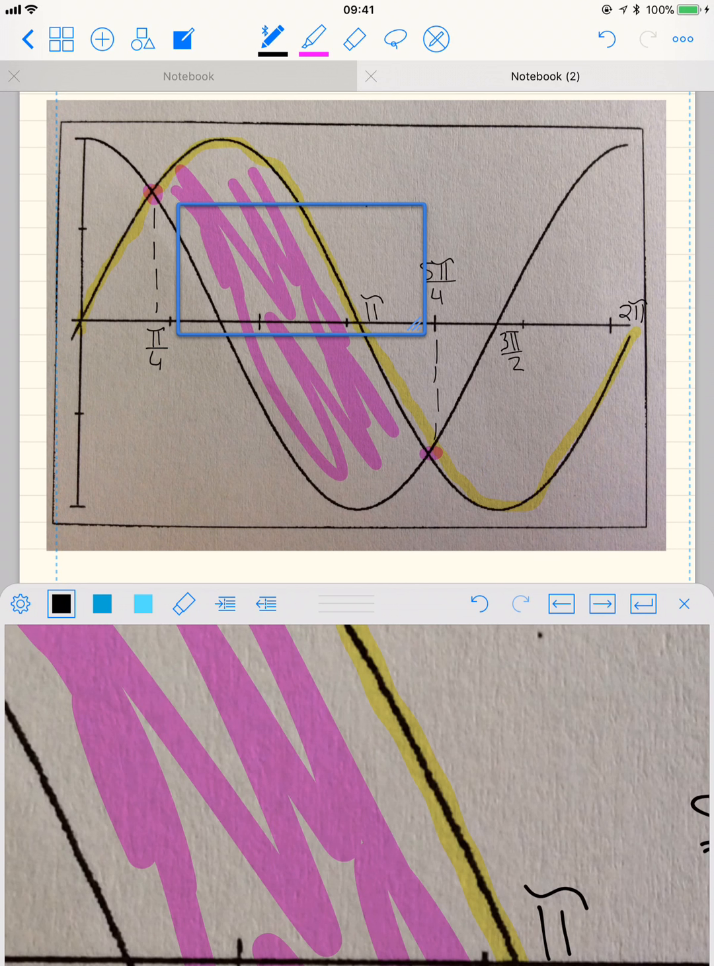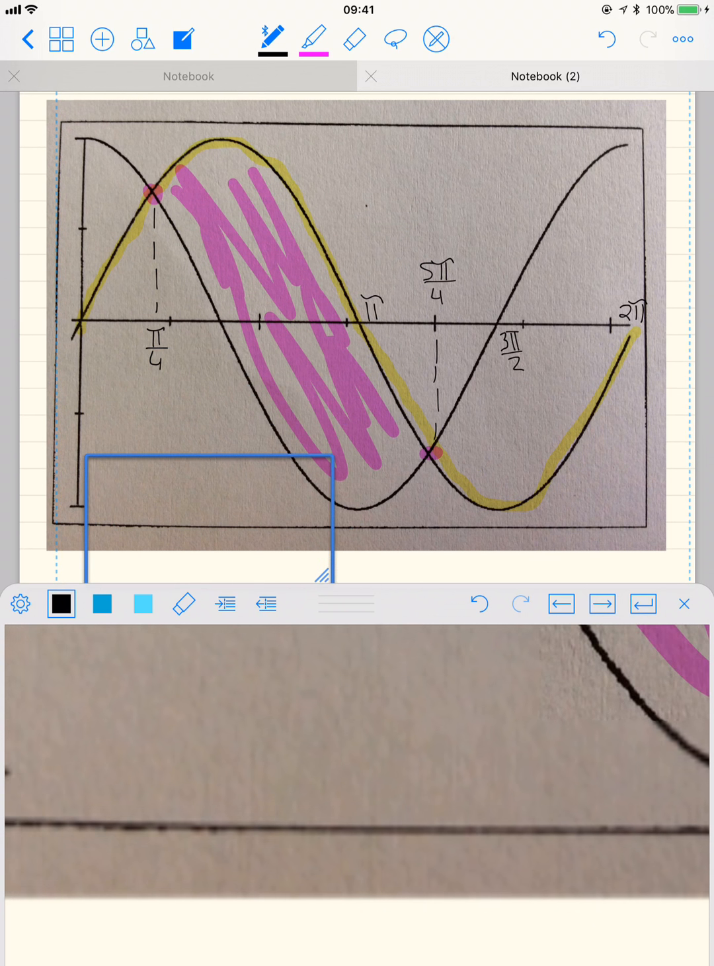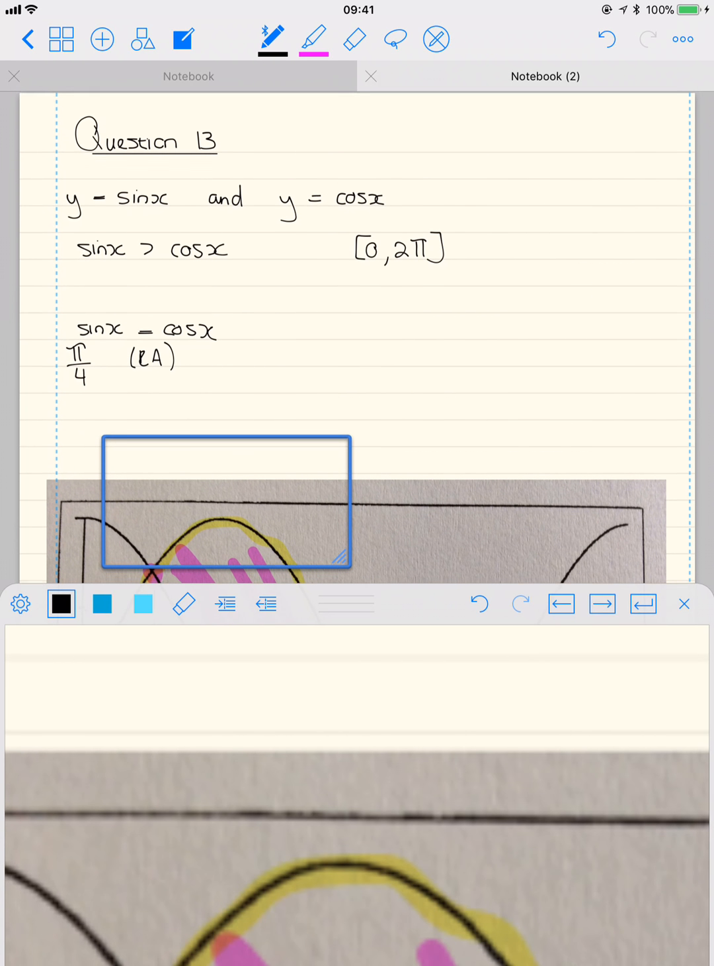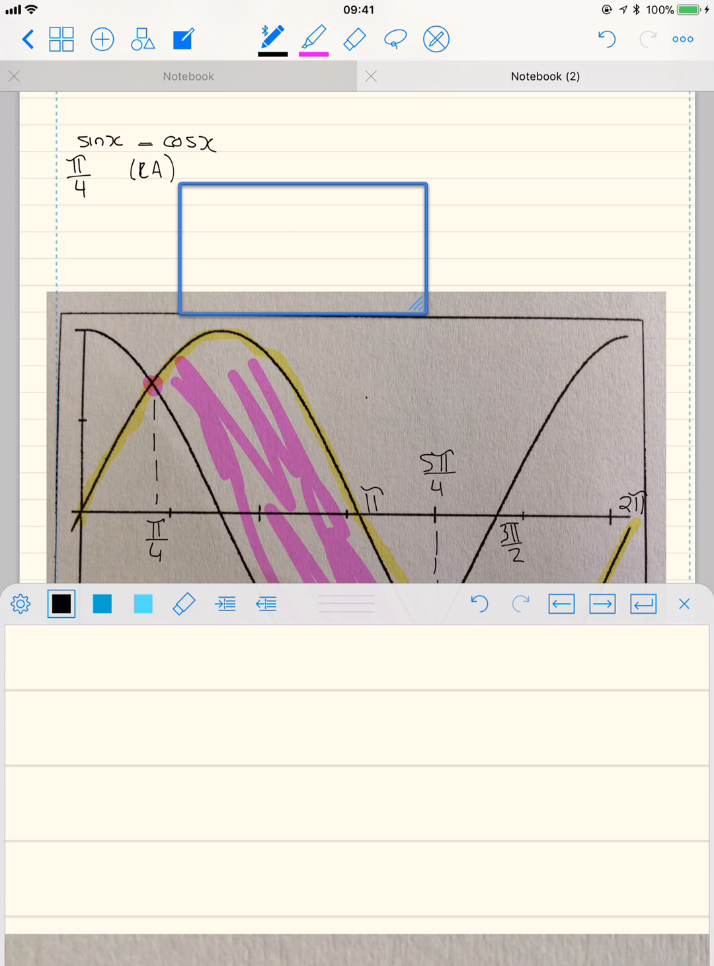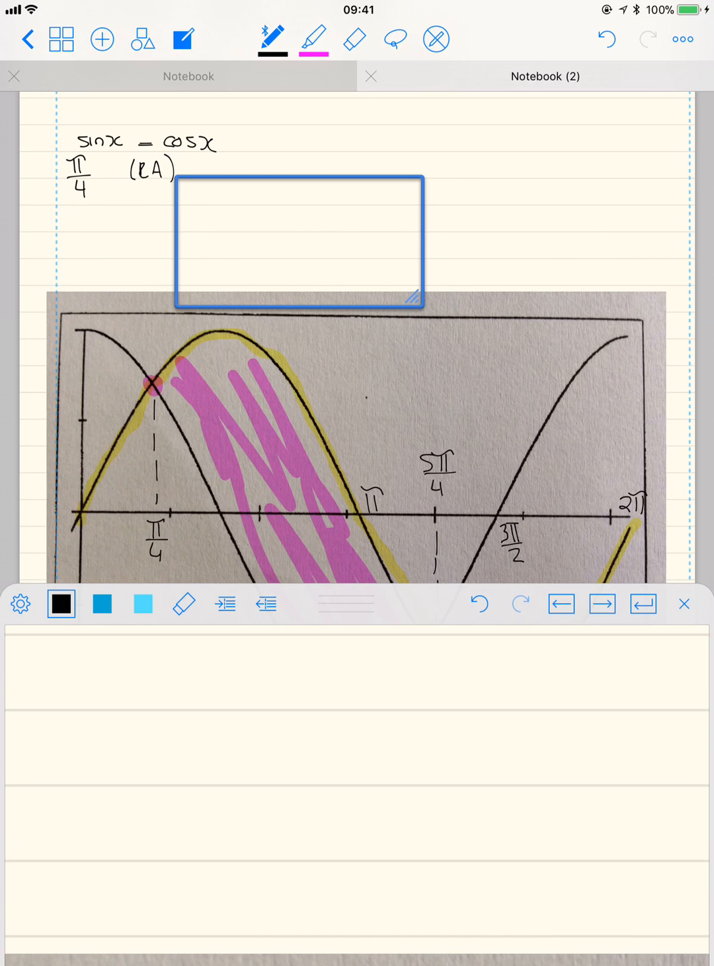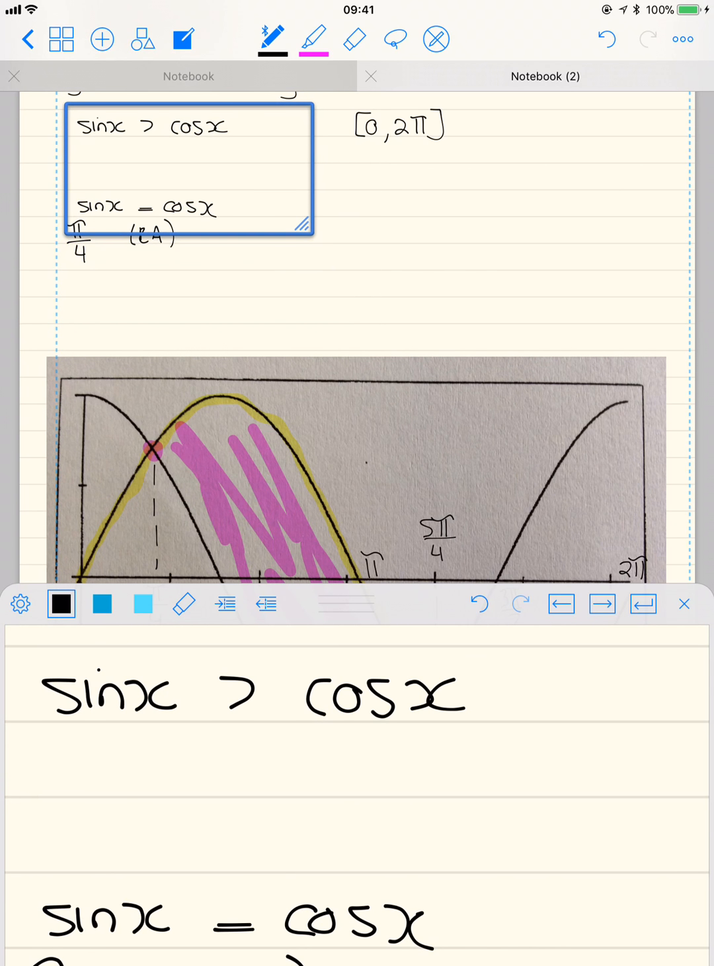And remember to show what you're doing. Okay, so fill in all the information on the graph and write it out. Okay, so now let's write it over here. Between these 2 points, pi over 4 and 5 pi over 4, sine x is greater than cos x, but it's not including, okay, because we want where it is greater than.